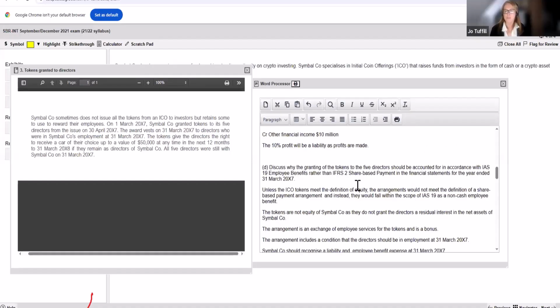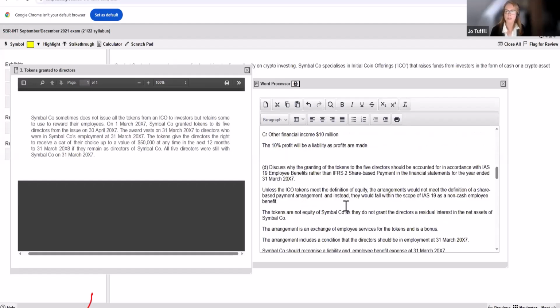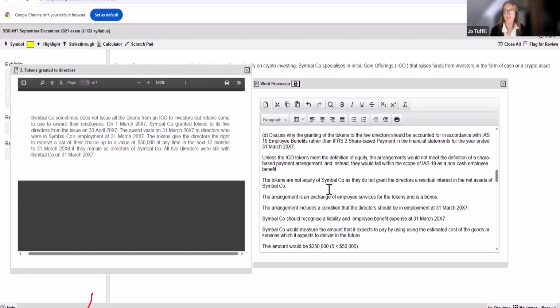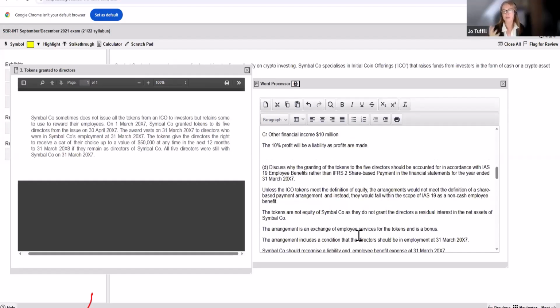So that was for 6 marks. It's important to see where you're getting your marks from. You've got to make sure you make 6 points. The first point is stating the knowledge. The second point is then stating your opinion. The third point is, what is it therefore? It is a bonus. And then we talk about how we account for it, which would be the other 3 points, including the journal.